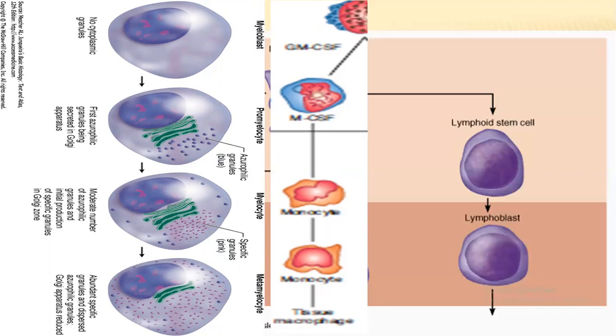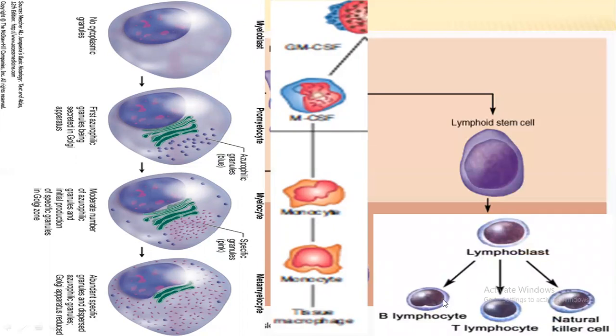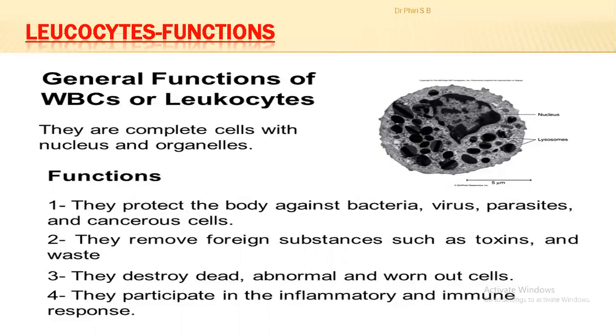For the lymphoid stem cell, it will become a lymphoblast, and the lymphoblast can differentiate into three different types of cells: B lymphocytes, T lymphocytes, or natural killer cell. A natural killer cell is a special type of lymphocyte because it also comes from the lymphoblast, but it's different from the B lymphocytes and T lymphocytes. It is involved in killing cancerous cells. Cancerous cells are killed by natural killer cells, and also other cells that are infected by viruses or bacteria will be killed or removed by the natural killer cell. We'll look at the function of these cells later on.